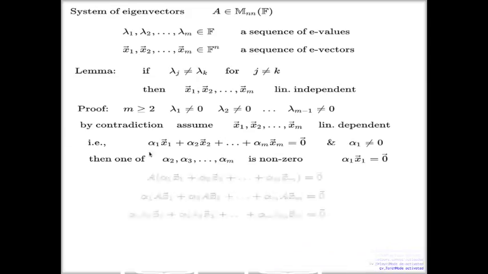So here we go. That's my original setting. I have my vectors, which I assume to be linearly dependent. I have a linear combination of such vectors which is zero, and at least two coefficients here are non-zero. One of them is the first one. Here's the actual proof now. What I will do is this.